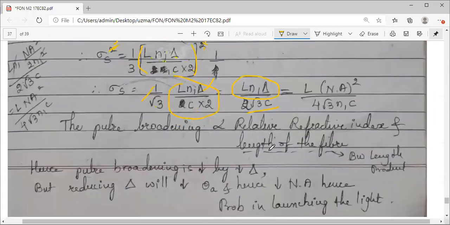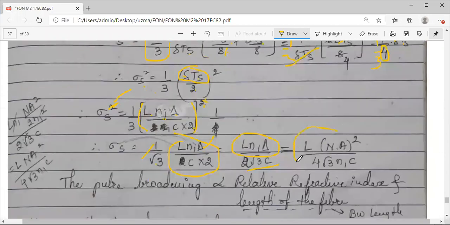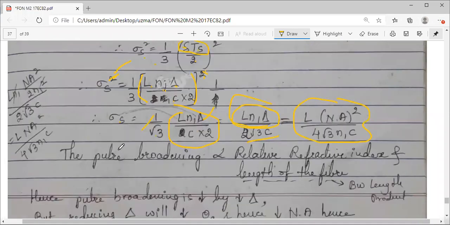No issues, you can solve it. You will be getting L N1 NA square divided by 4 root 3 N1 c. I have substituted L N1 delta by c as the delta Ts. So this is your variance value. So the variance, that is sigma S, is given by this equation.